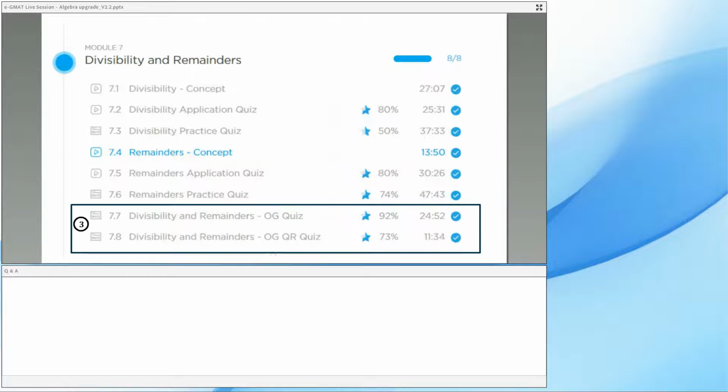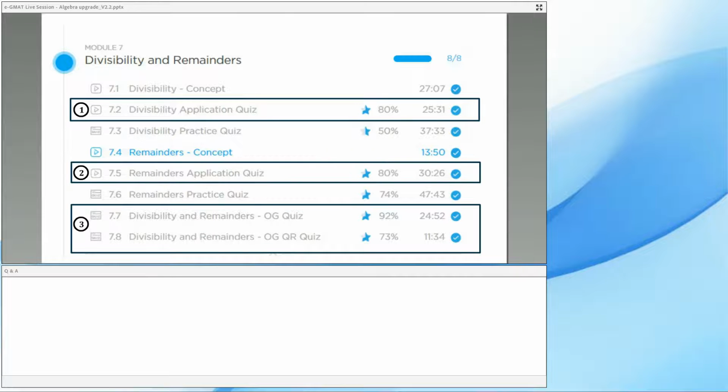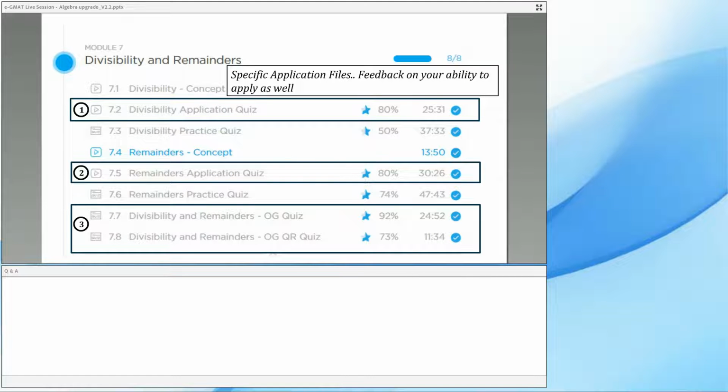Let's talk about application. In each module that we offer in number properties, for example, we have 11 modules. We have specific application and specific practice files, and you can really see divisibility application, remainders application, and we teach you what you do in step 1, what you do in step 2, and you get feedback on application. So you get feedback as to how well you've learned how to apply this. Then we have a list of official guide questions where we make you test those skills, and then we give you feedback on those as well.